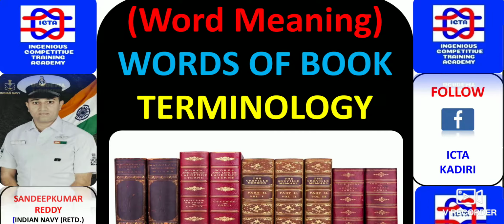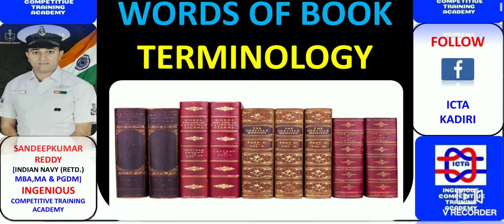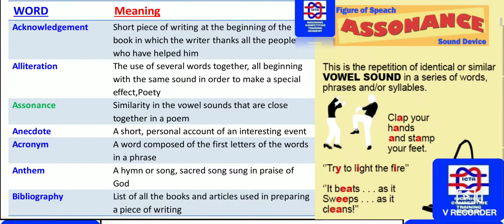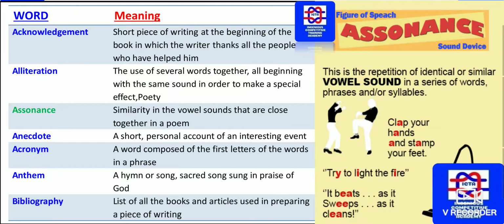Today we'll be discussing the terminology concerning books. Whatever questions of one word substitutions will be asked in examinations, I'll just go through them. Initially we have acknowledgement. It is a short piece of writing at the beginning of the book in which the writer thanks all the people who have helped him. That is what acknowledgement stands for.